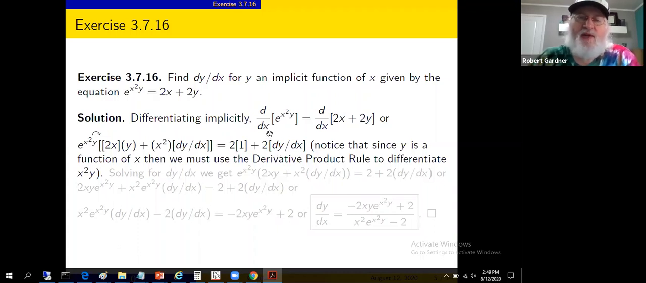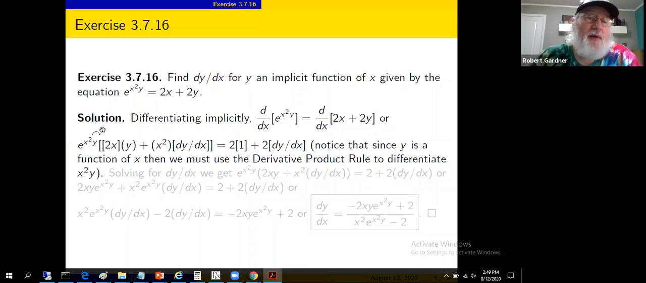Let's differentiate the left-hand side. Okay, it's an exponential function with some stuff inside it. Composition of functions, chain rule. So we'll differentiate the exponential function, which really means just rewriting the exponential function, rewriting the stuff inside, and then multiplying by the derivative of the stuff inside.